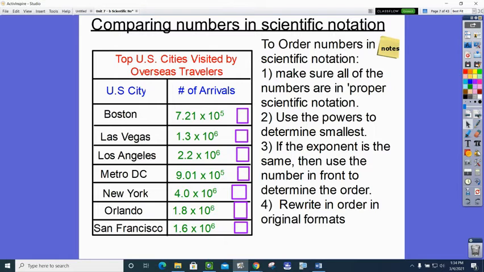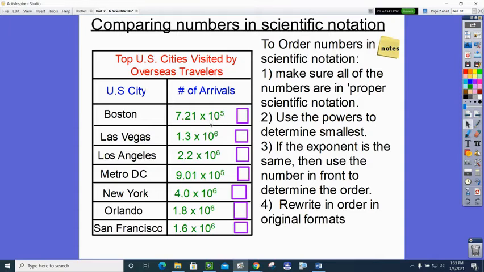So one of the advantages of having numbers in scientific notation is it is amazingly easy to order them, like least to greatest or greatest to least. Comparing numbers in scientific notation, this table shows the top US cities visited by overseas travelers. And we have all the numbers written in what we think are scientific notation. Now, again, check to make sure they are all written in proper scientific notation. Check to make sure there's only one number in front of the decimal and that there is one digit there other than 0. And make sure it's a power of 10.